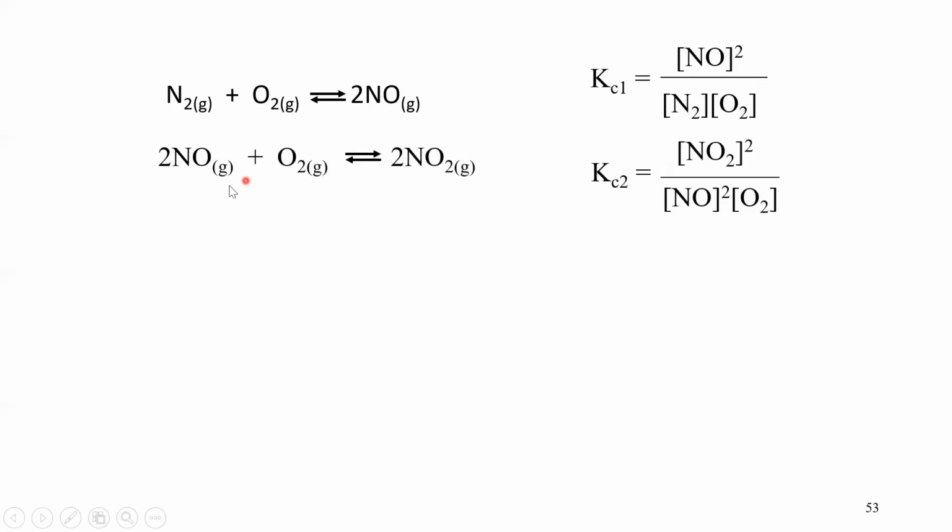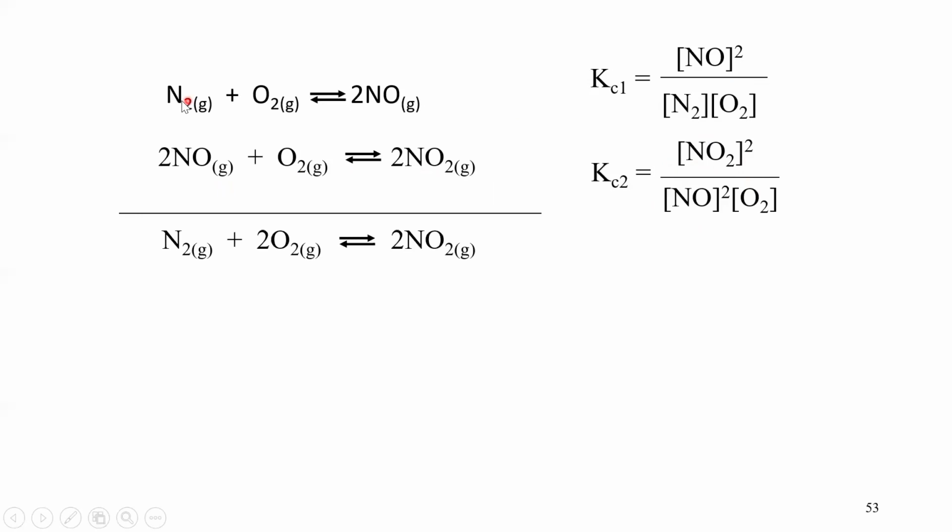And then let's say that we have a second equation. So we've got NO plus O2 gives us NO2. We can write a K expression for that second reaction. Again, products over reactants raised to the power of the coefficient in the balanced equation.